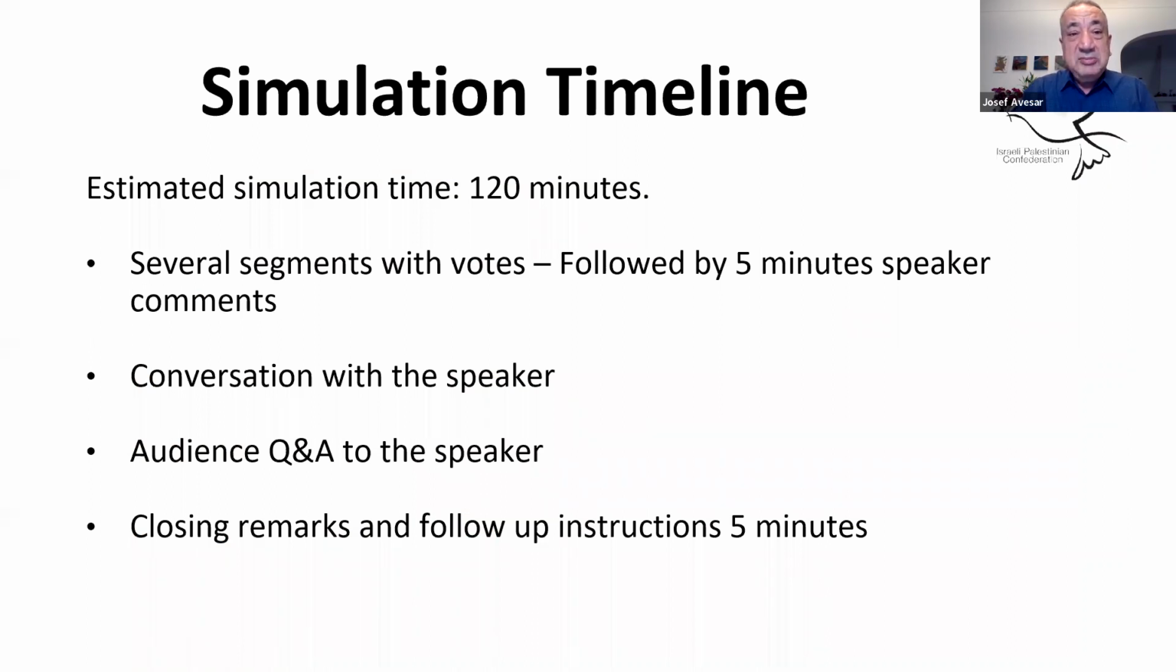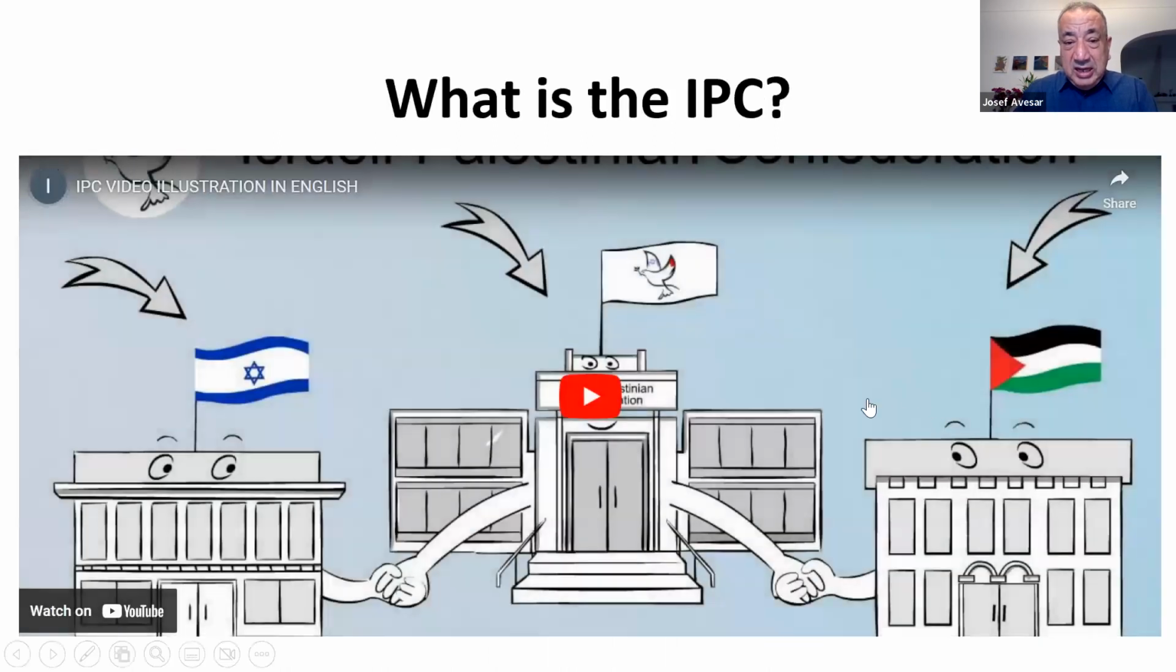these simulations. The simulation timeline is 120 minutes. We anticipate it to be 120 minutes. We have several segments, like we do with a Constitution, and then we will have a short conversation after each segment. Since we are not going to have a speaker today, we'll just have a conversation without the speaker, and question and answers. You can ask me or each other is fine, and then we'll have closing remarks. Let me play the video that explains what the IPC stands for.